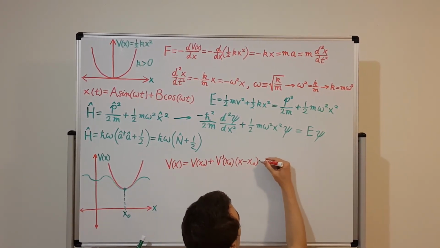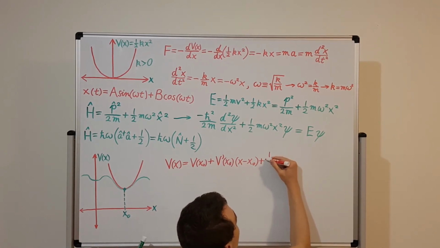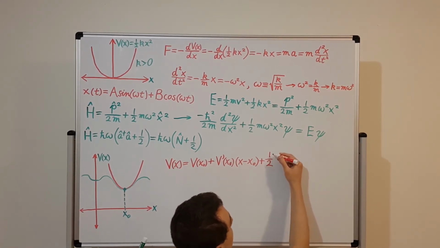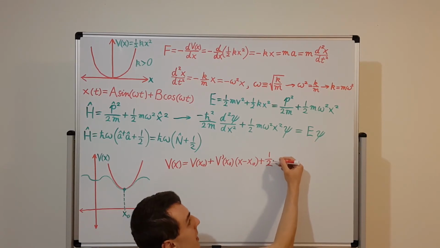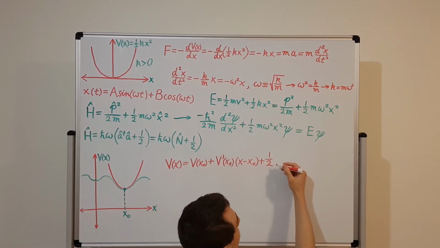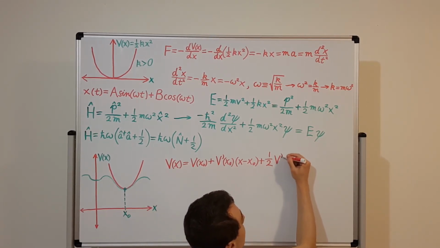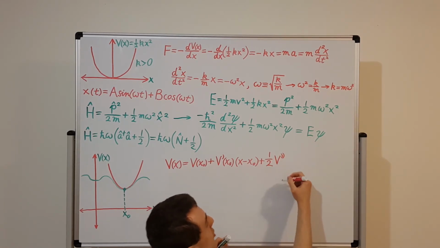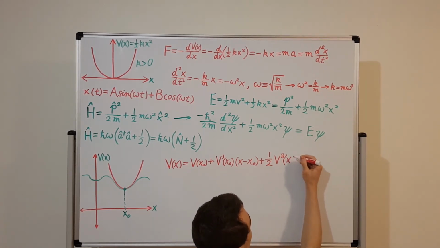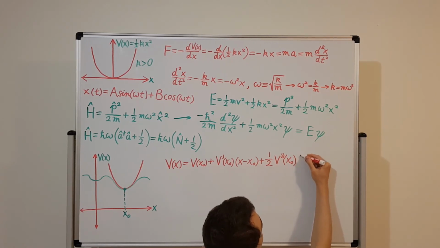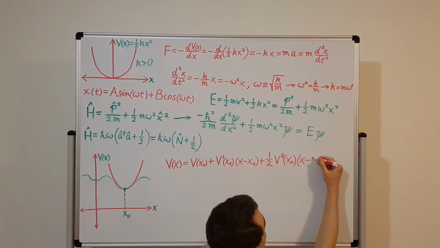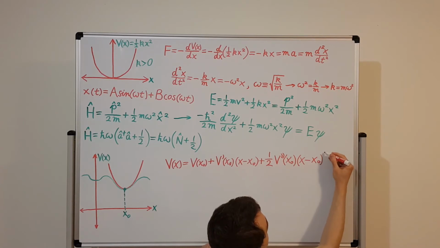And then I'm also going to write a quadratic term. So we're going to need a factor of a half. This is actually 1 on 2 factorial, but 2 factorial is 2. So we just have a half. And then we're going to have the second derivative. I'm using this little dash notation. And that's evaluated at the point x0. And we have to have x minus x0 all squared.